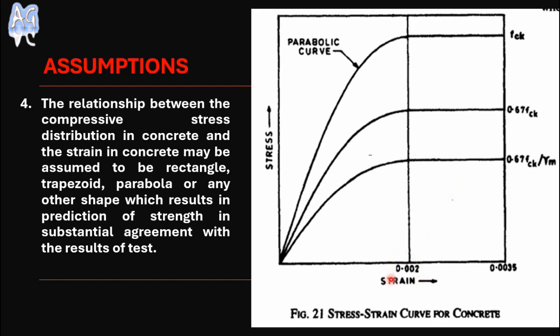One more thing you need to keep in mind: here you can see that when the concrete strain reaches 0.002, it reaches the maximum stress value. Below 0.002, the concrete stress is not 0.446 fck, whatever it is. But above this strain, the concrete stress value will be constant. This is another thing you need to keep in mind.